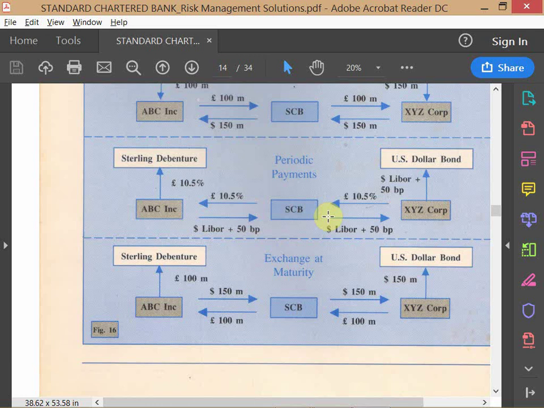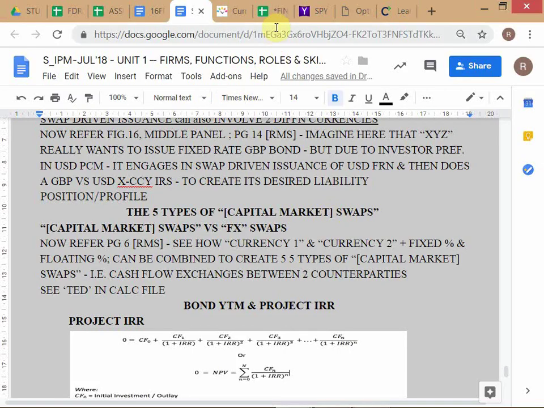Are you following what I'm saying? Okay, so that's why I'm calling them capital market swaps. They are always connected to capital market transactions. So let's quickly go to your spreadsheet, the FinCalc spreadsheet.